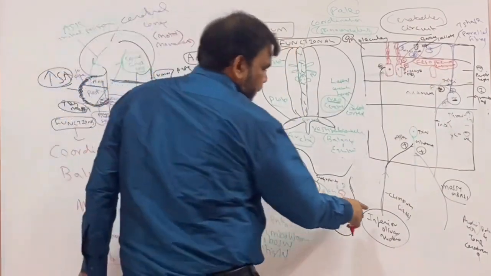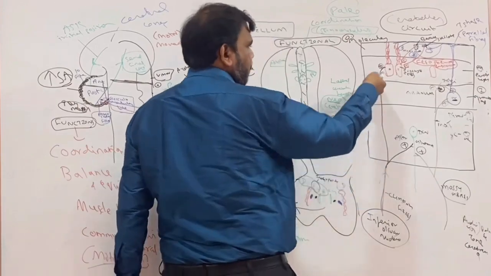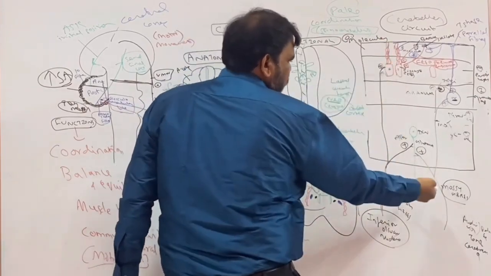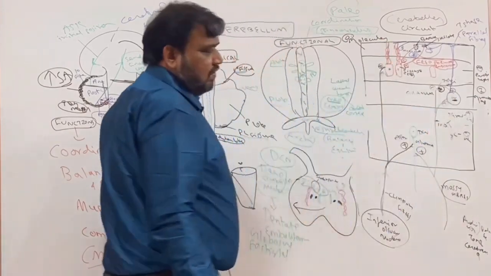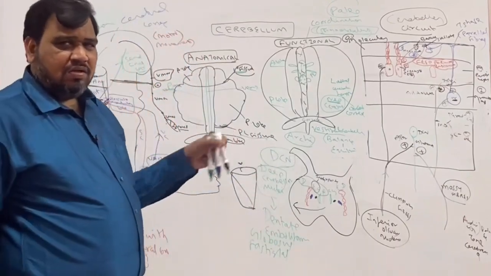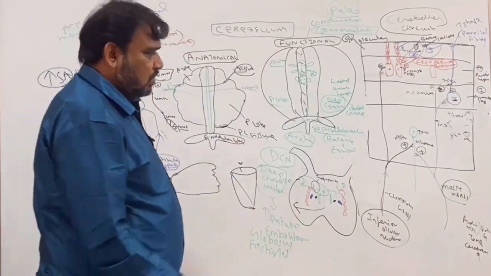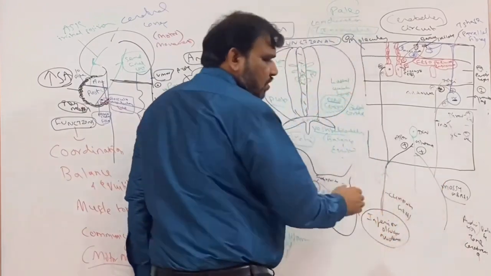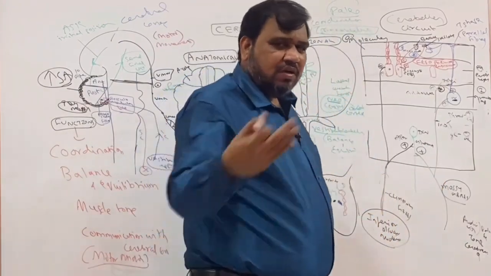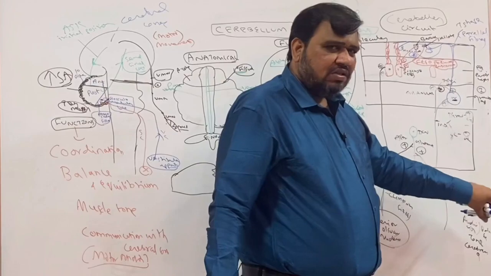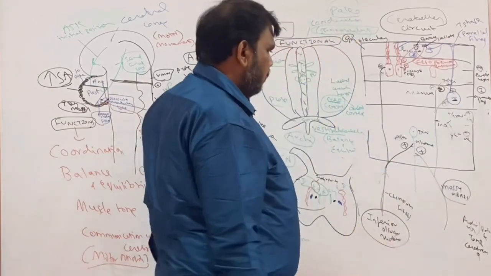Remember the name climbing fiber. It climbs up to the Purkinje, whereas mossy fiber gives the connections to granule cells and Golgi cells. Mossy fibers: apart from the inferior olivary nucleus, all other inputs that come into the cerebellum may be classified as mossy fibers. That also you can remember.